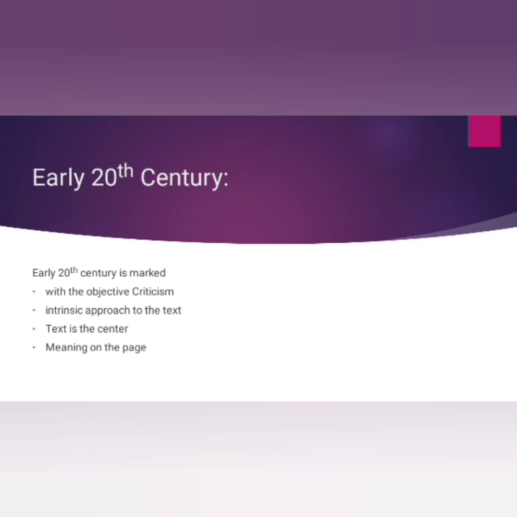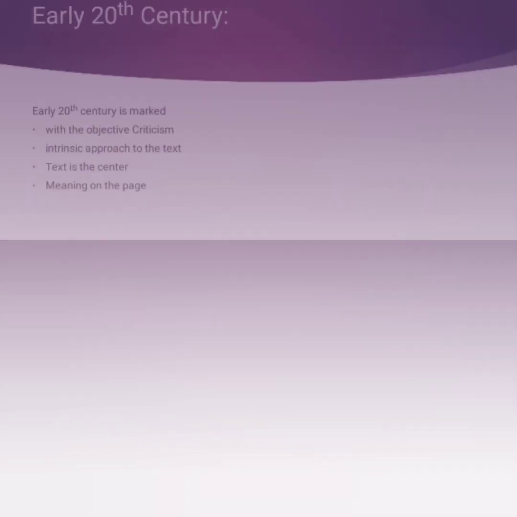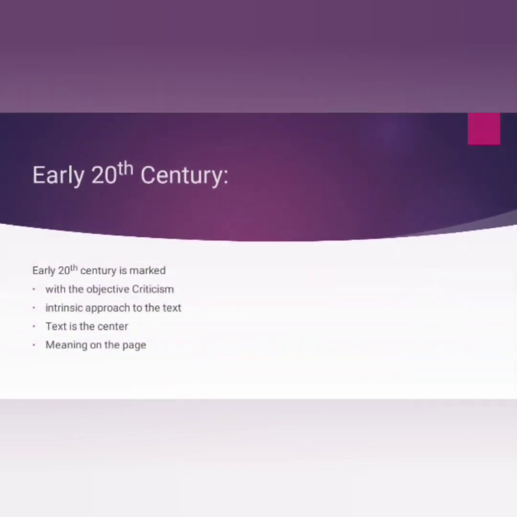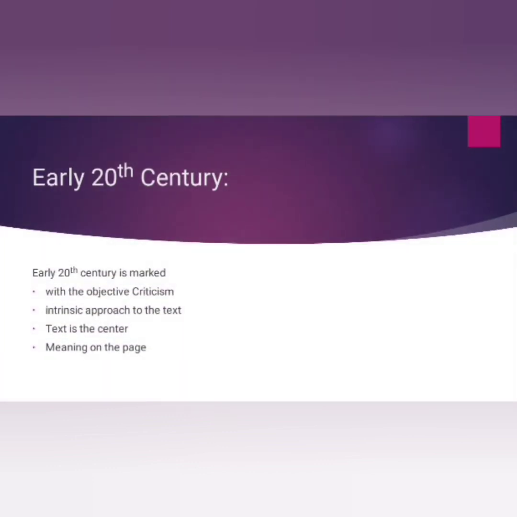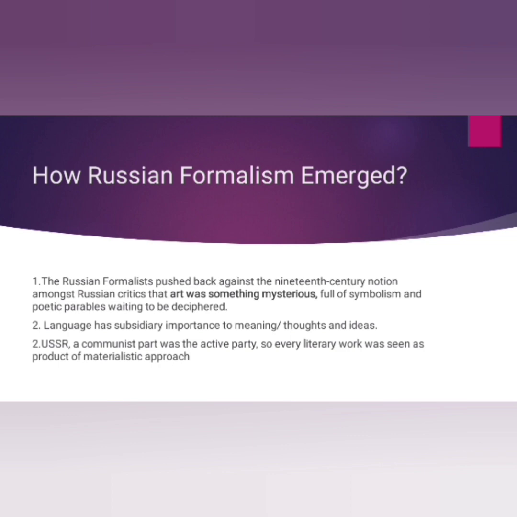And so in the early 20th century or the end of the 19th century, the focus was more towards the text, that the only source of meaning is the text itself, and the text was valued for its own sake. It follows that the intrinsic approach to the text means that we are not going to refer to any external source, either the author or the reader, or the background of the age. And we should also know why and how Russian formalism emerged.